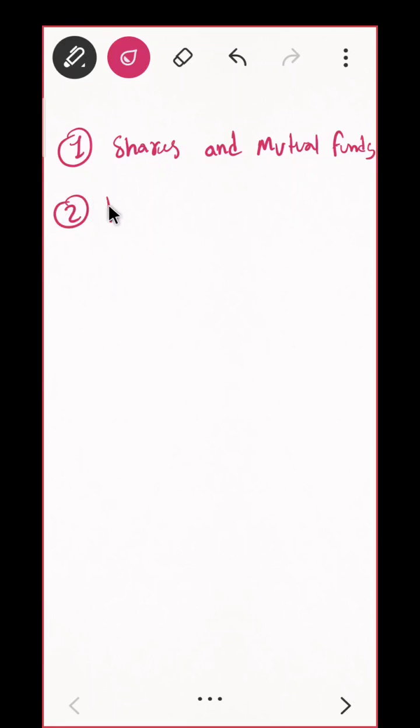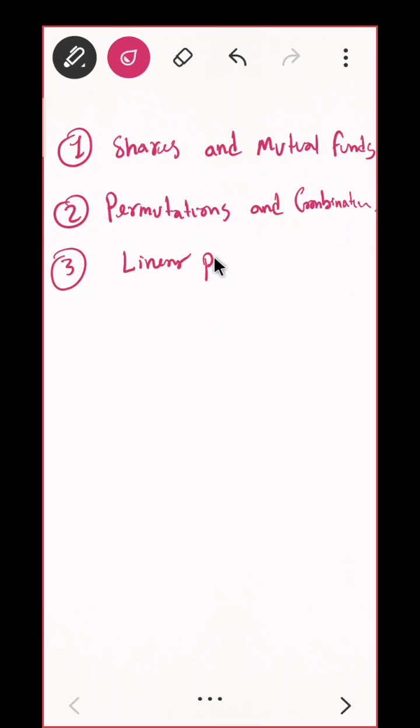Good. So as I already told you, I'll be doing the mathematics part. In the mathematics part, there are two chapters. Chapter one is shares and mutual funds. And chapter 2 is permutation and combination. And chapter 3 is linear programming. Actually, chapter 3 is combined with this only. Linear programming.